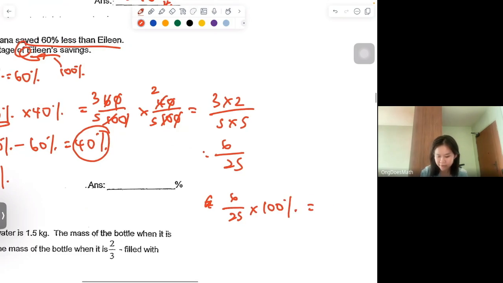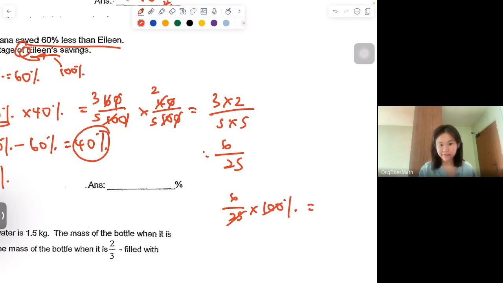So this can be simplified. 25 divided by 25 gives you 1. 100 divided by 25 gives you 4. So you can also simplify slowly if you can't see that it's divisible by 25. So you can rewrite it. So both are divisible by 5, right?